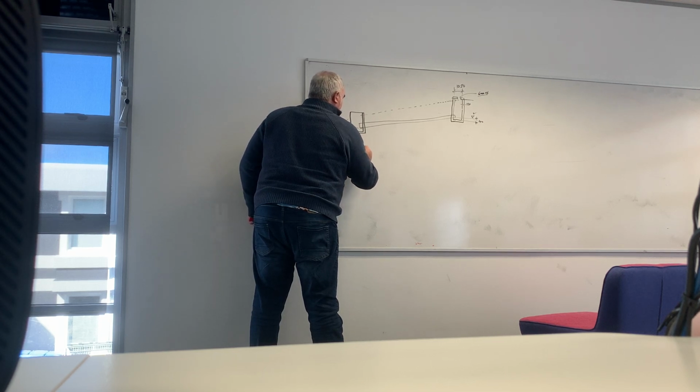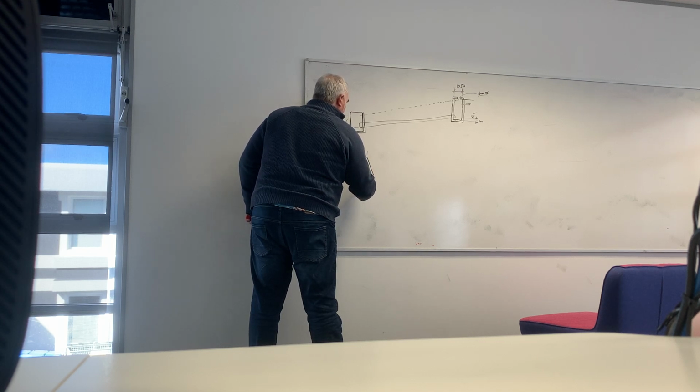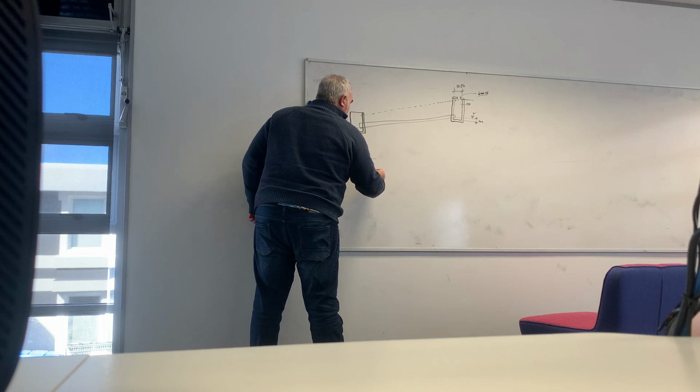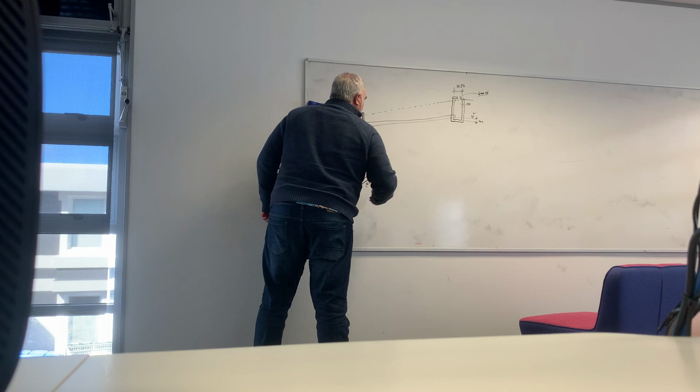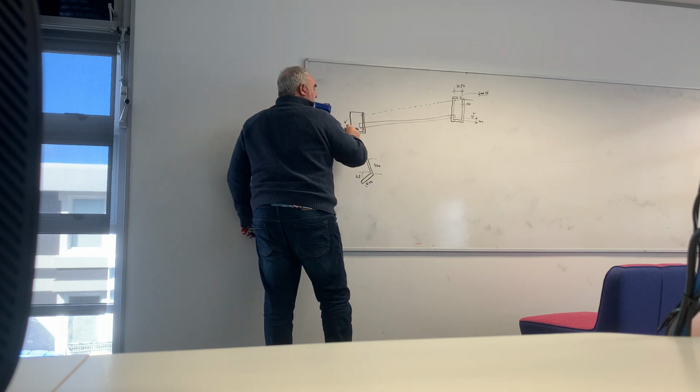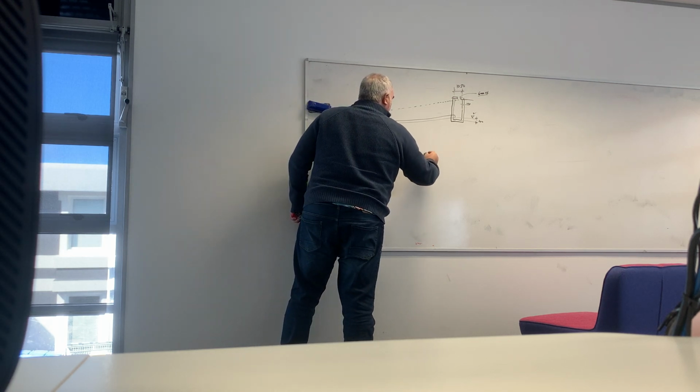That distance is 1 meter. That distance is 1 meter. That angle is 45 degrees. And that distance there is 900. So when you're looking at it front on, it looks like this.